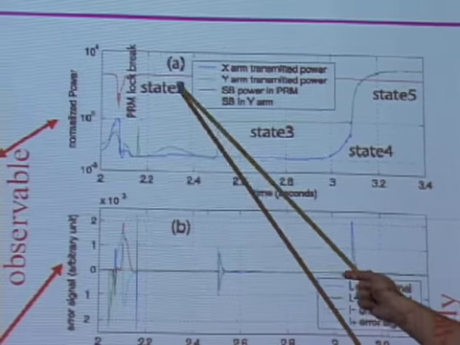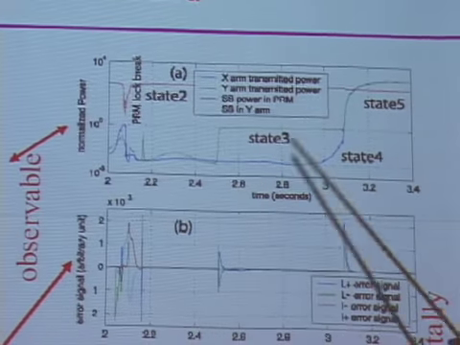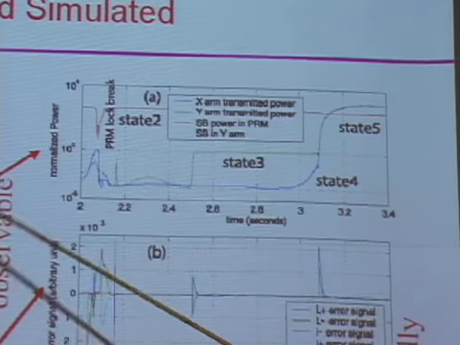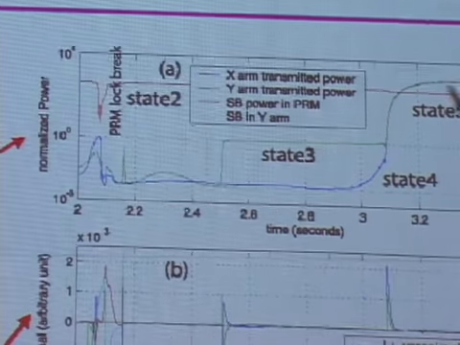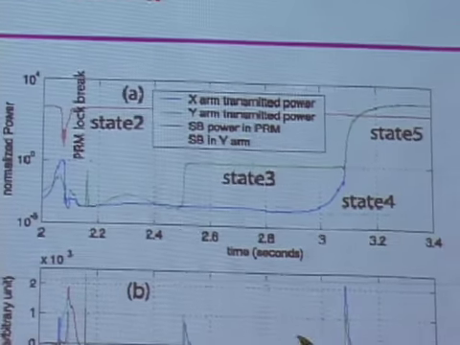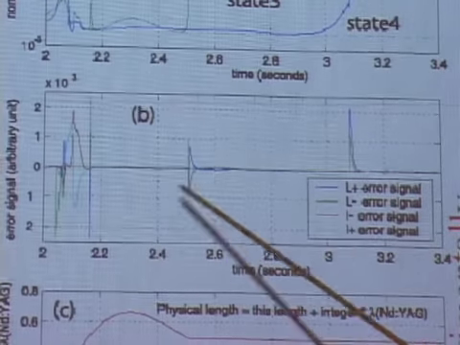It's actually fairly typical. I mean, the order has to be the same, and the durations just happen to be close to the same. So state 2, state 3, one arm lock, state 4, both arms. And then error signals are, again, very similar.